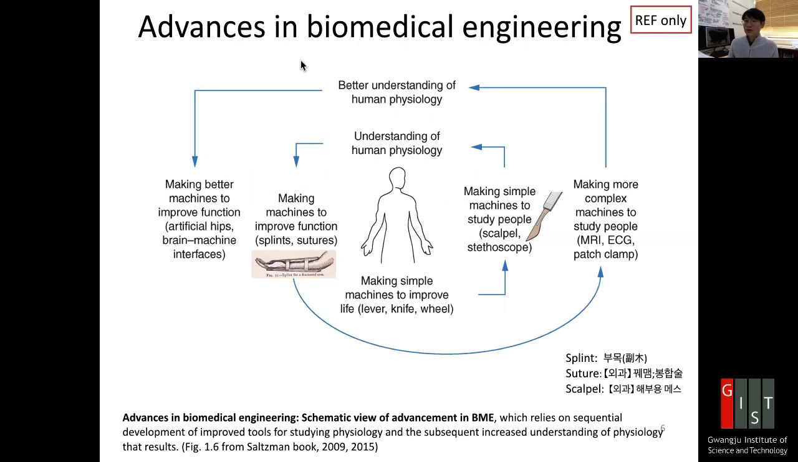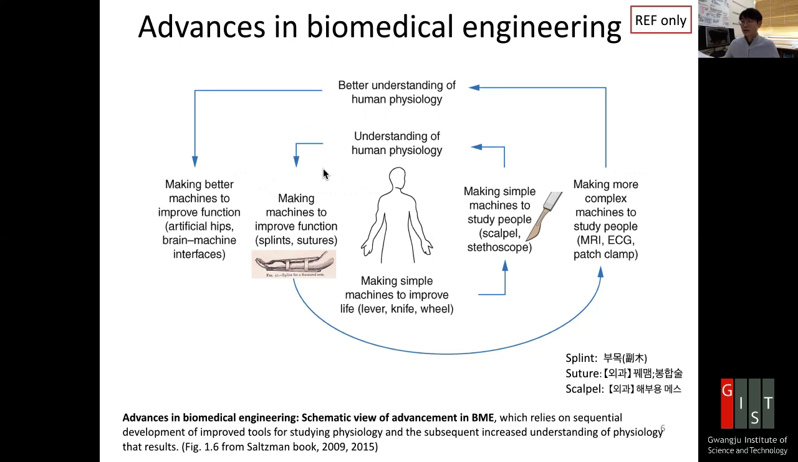So the progress of advances in biomedical engineering, let's think of it throughout history. In the ancient period, human beings made simple machines to improve life, for example, the lever, knife, and wheel. With simple machines, we started to be able to study people, for example, the scalpel, surgical knife, and stethoscope, which can listen to sound information from the body. And this allows us to understand our human physiology better.